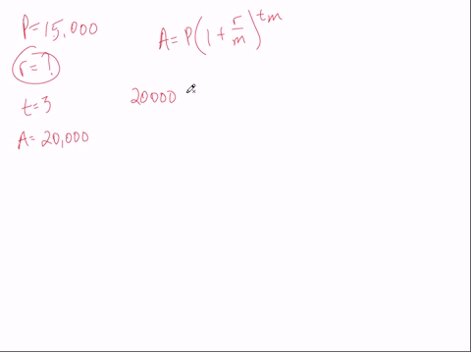20,000 equals P, which is 15,000, parentheses 1 plus. Now I don't know the R, that's my variable. That's what I'm going to solve for. And it says annual interest rate, so I guess they're just compounding yearly. Okay, so there's no compound interest on this.